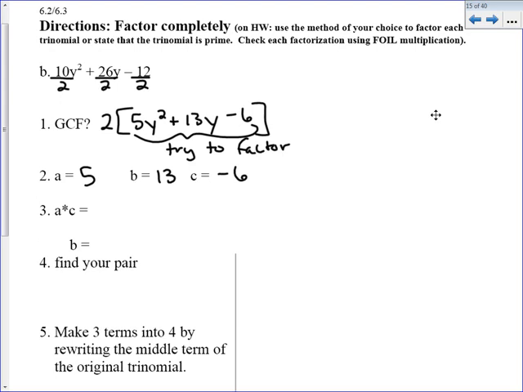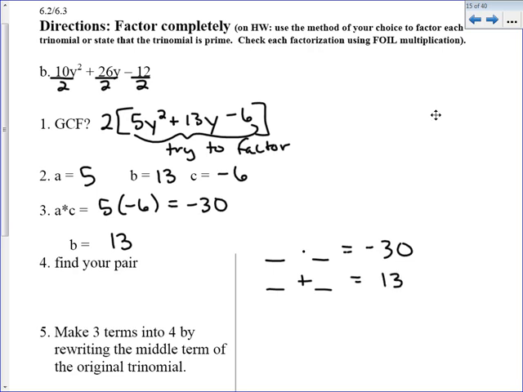So now I want to multiply A times C. That's why we call this the AC method. A times C means negative 30. And B we said was 13. So the pair I'm looking for needs to multiply to AC. So it needs to multiply to negative 30 and add to 13.